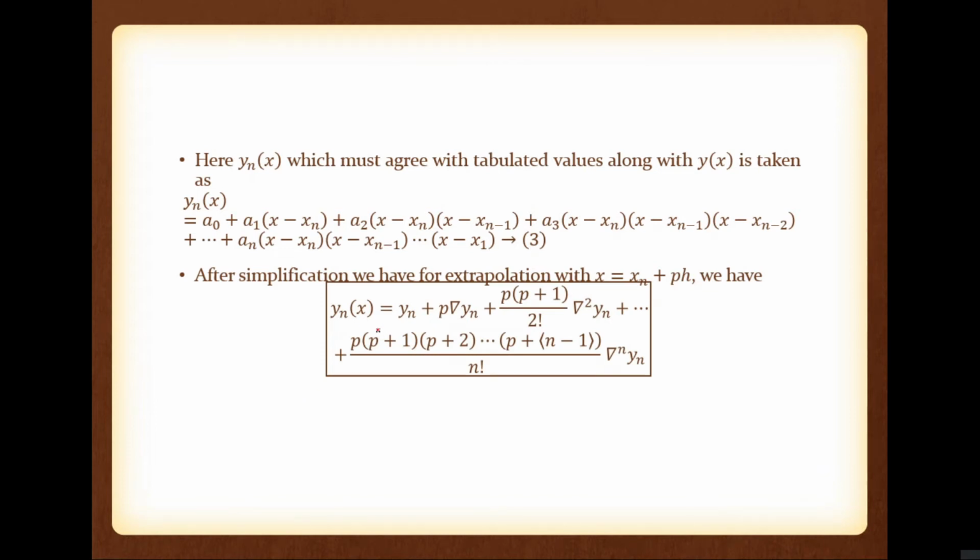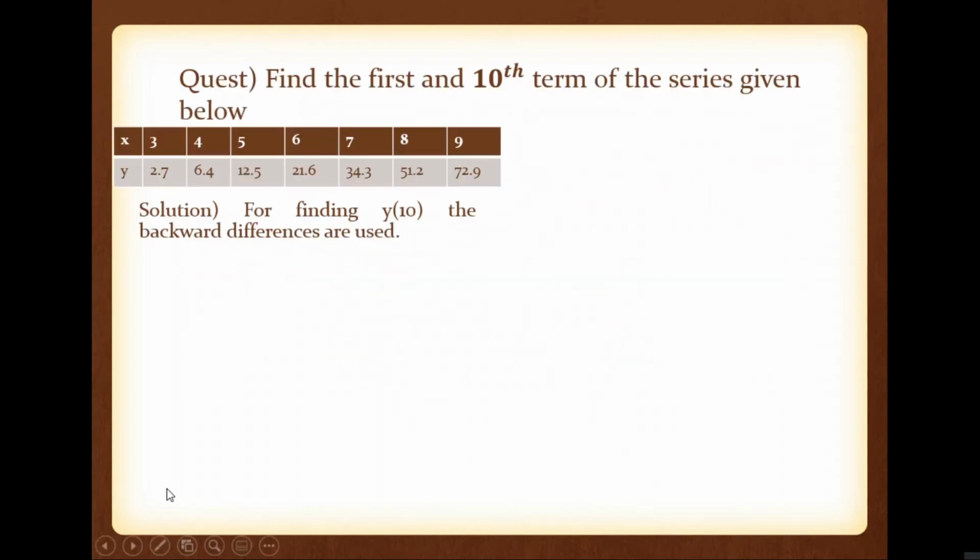So please note down this equation. yn of x is equal to yn plus p del yn plus p into p plus 1 divided by 2 factorial into del square yn plus etc. plus p into p plus 1 into p plus 2 into etc. into p plus n minus 1 divided by n factorial into del raised to n yn. Please note down the question.